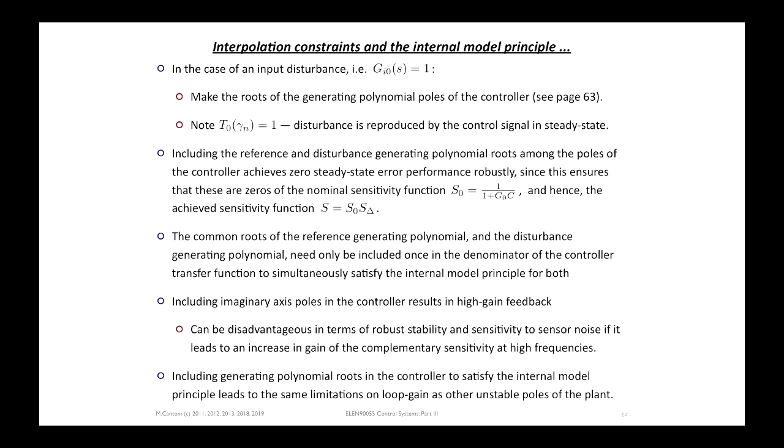You have to be careful doing this though, because by having imaginary axis poles in the controller, you're using very high gain feedback. The controller at that frequency has infinite gain. So any measurement noise coming through will get amplified, so you've got to make sure that that's not the case.